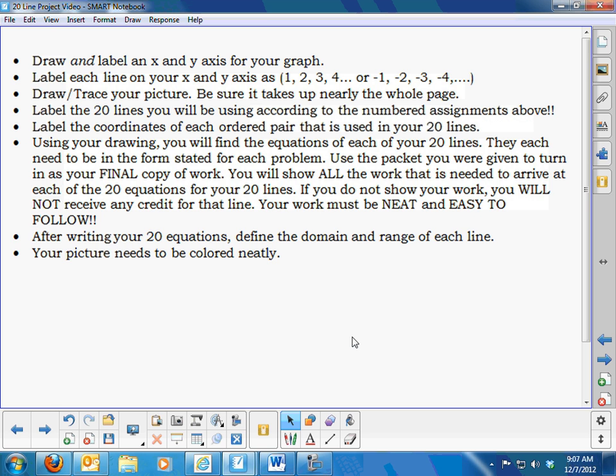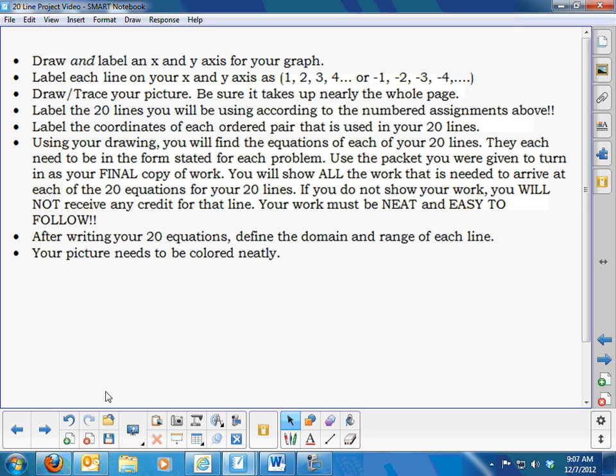You are going to have to show all of your work. Those of you that like to do this kind of stuff in your head, with this project, you cannot do that because it's very important that we see your thinking. This is a level 2 grade. If you're going to get level 2 credit, I have to be able to see your thinking and see whether or not you know how to do this.